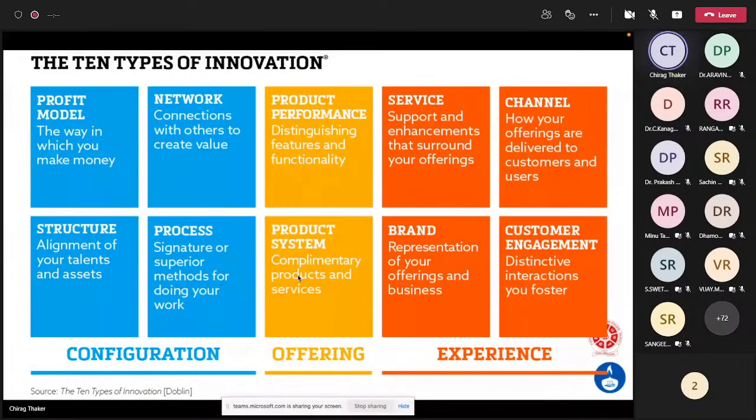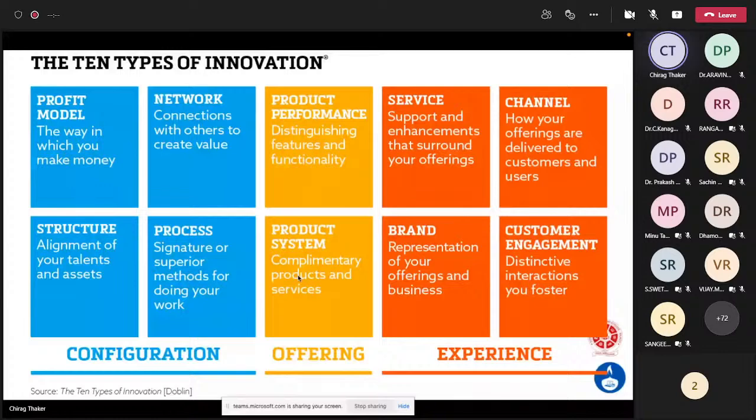Like Apple is a brand. There are human brands. Service: support and enhancements that surround your offerings. Customer engagement: distinctive interactions you foster with your customers. The success stories of YouTubers is customer engagement. Product like Facebook, customer engagement. Product performance, distinguishing, we have already discussed. Network: connections with others who create value.